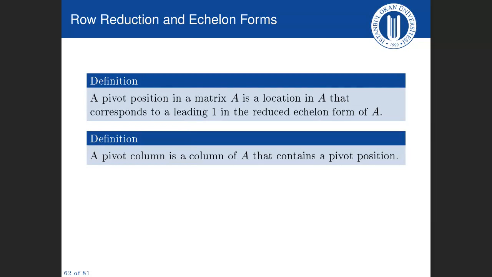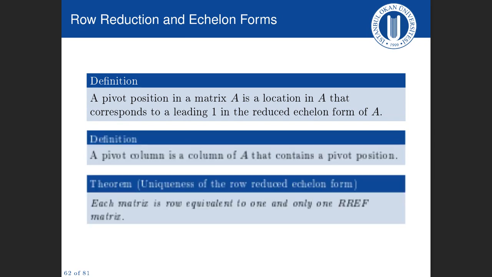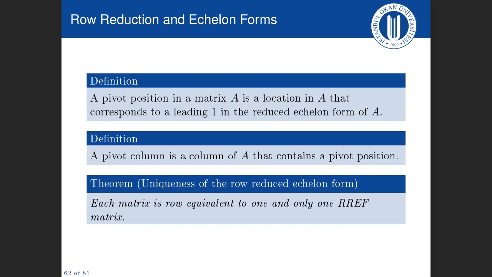Two more definitions. A pivot position in some matrix A is a location in A that corresponds to a leading one in the reduced row echelon form of A. And a pivot column is a column in A which contains a pivot position. Theorem. Each matrix is row equivalent to one and only one reduced row echelon form matrix. That's not true for REF. There's many different possible REFs, but there's only one RREF matrix.